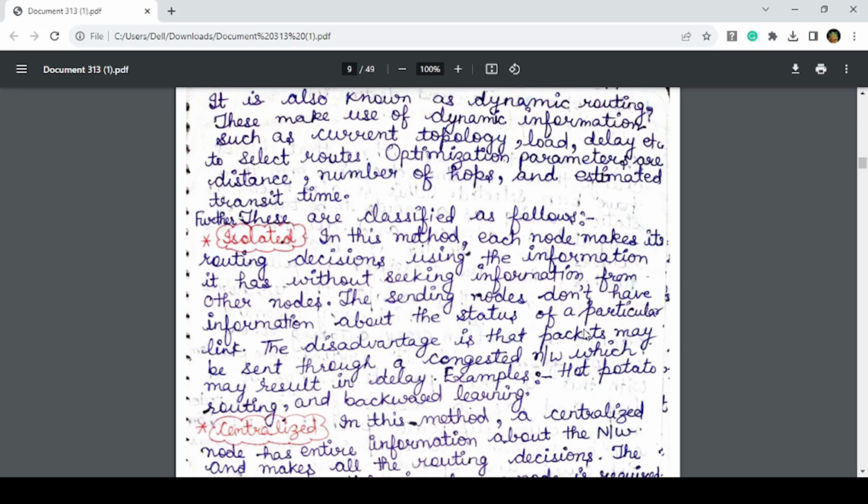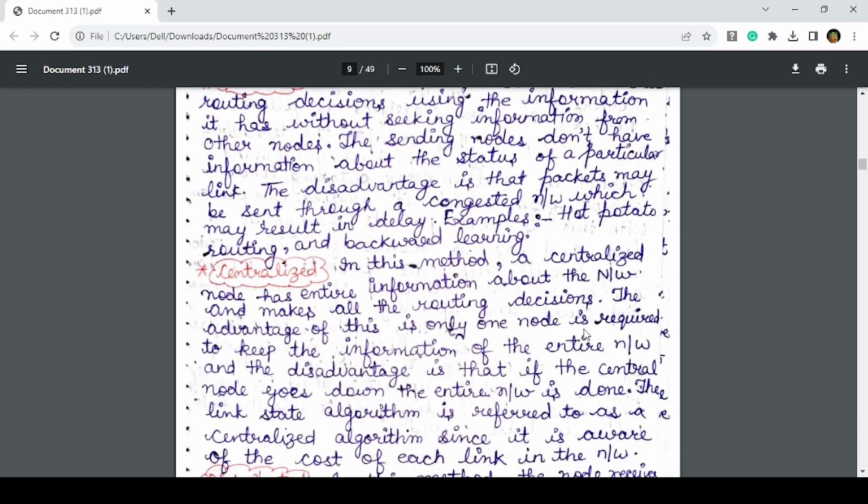The sending nodes don't have information about the status of a particular link. And the main disadvantage is that packets may be sent through a congested network, which may result in delay. For example, hot potato routing and backward learning.